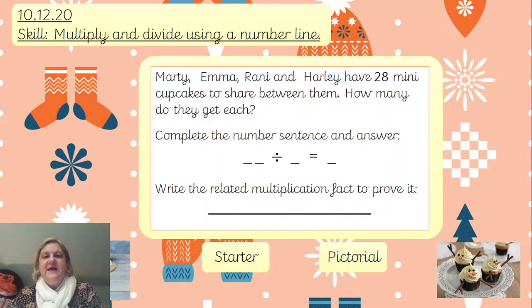Marty, Emma, Rani and Harley have 28 mini cupcakes to share between them. How many do they get each? So you're going to complete the number sentence and answer it, and then you're going to write the related multiplication facts. That's another sentence using the same details in a different order to prove it. Okay, I'm going to pause it there so that you can answer.